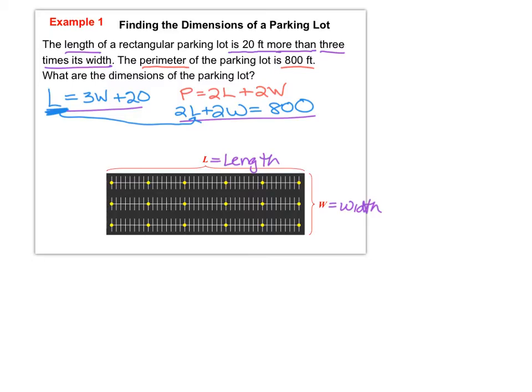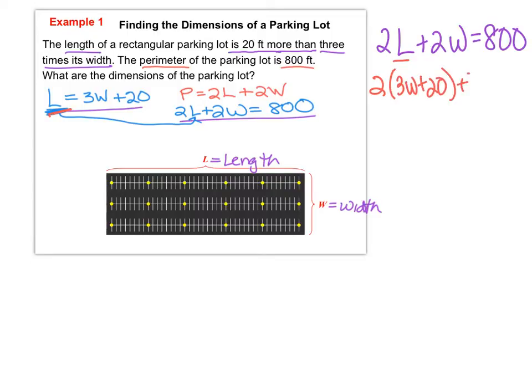All right, so this equation that we're looking at is 2L plus 2W is equal to 800, and we are substituting the L from the first equation into the L in the second equation, and that will look like 2 times 3W plus 20 plus the other 2W is equal to 800. We're going to distribute the 2 here and solve this equation for W. When you distribute, you get 6W plus 40 plus 2W is equal to 800.